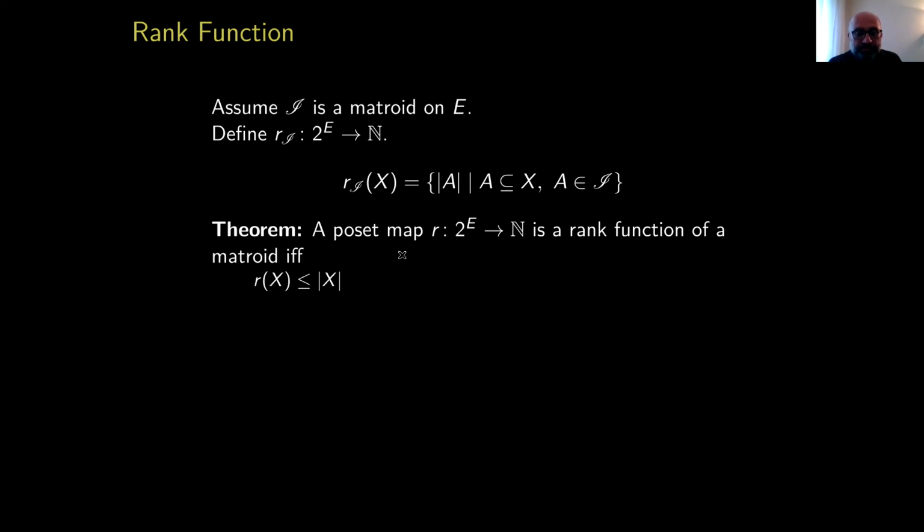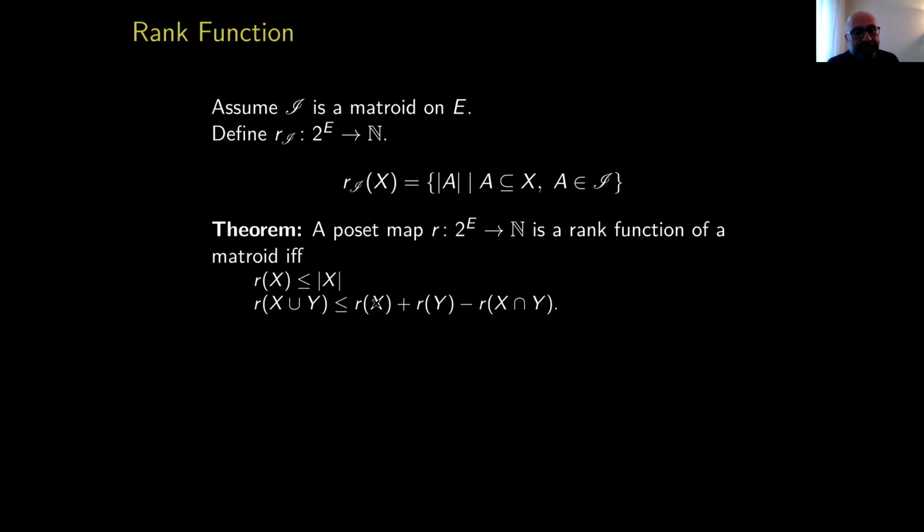So here's the theorem. It says, if I have an abstract map from the set of all subsets into N, a poset map, then this comes from a matroid if and only if these two conditions are satisfied. One, R of X is dominated by the number of elements in X. So it can't be larger than the number of elements. And the second one, it satisfies the submodularity condition.